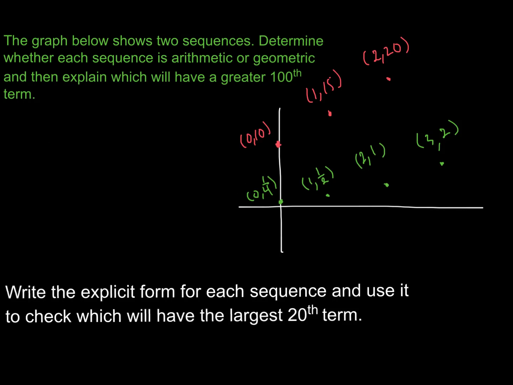I want you to post in your comment along with your question whether you think the red function or the green function will have a greater 100th term. Then go ahead and check using the explicit form. So write the explicit form for each sequence and use it to check which will have the largest 20th term. So remember, in your comment, which one will have the largest 100th term, red or green, along with your question.